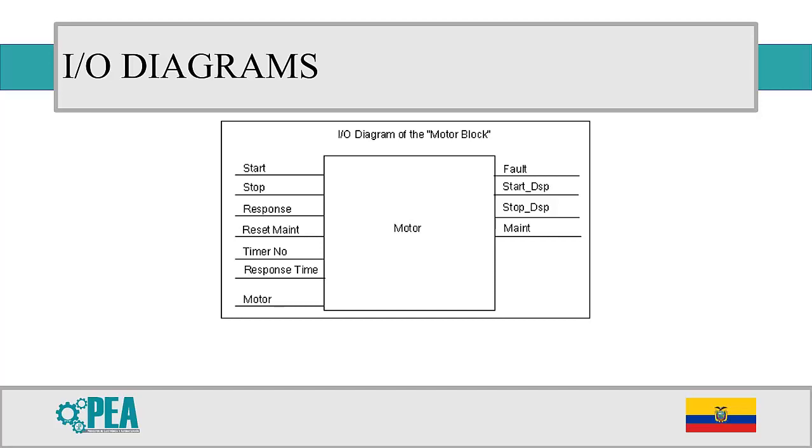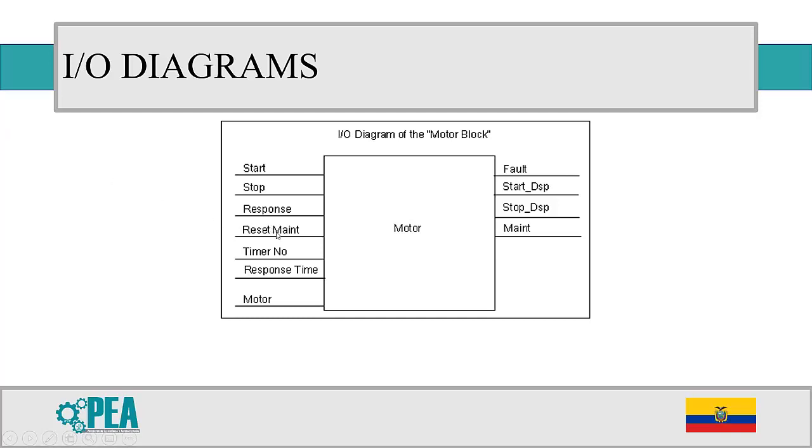The input-output diagrams represent basically a block with inputs and outputs depending on the equipment that you are using. For example, in this case, the motor. The motor, according to the description explained in the previous slides, has a start and a stop button, which are these ones. The start stop signal. You will have a response signal, which is basically in case any of the conditions are not fulfilled to operate, you go and turn off the motor.